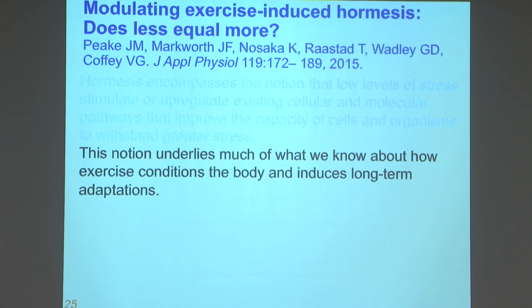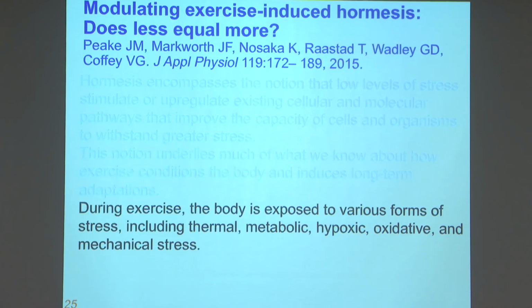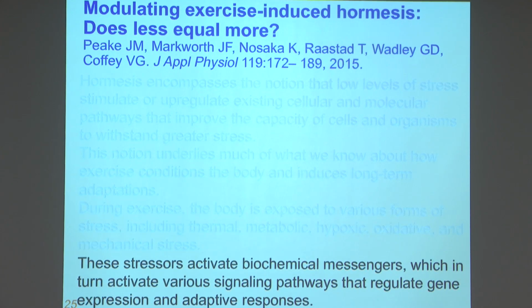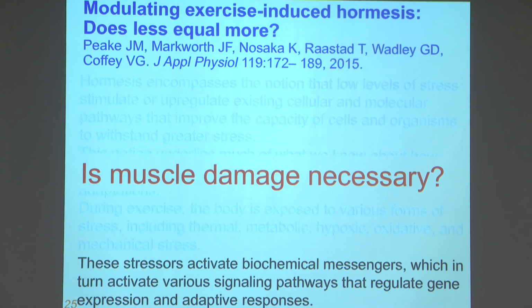And this notion underlies much of what we know about how exercise conditions the body and induces long-term adaptations. So during exercise, the body is exposed to various forms of stress, including thermal, metabolic, hypoxic, oxidative, and mechanical stress. These stressors activate biochemical messengers, which in turn activate various signaling pathways that regulate gene expression and adaptive responses. So the question is obviously, is muscle damage necessary for these kinds of adaptations?